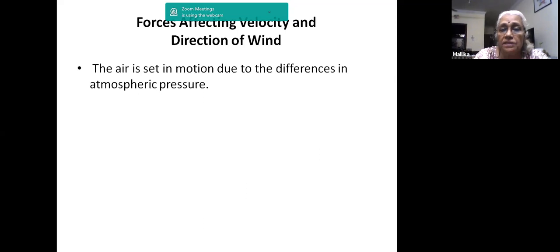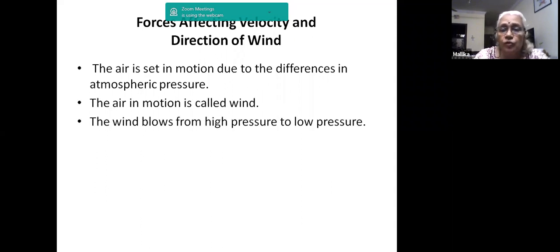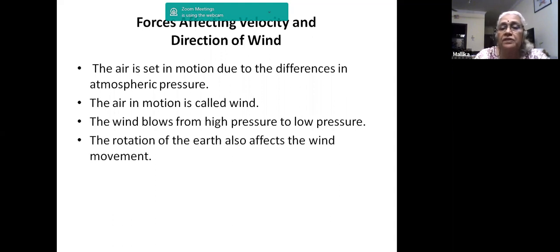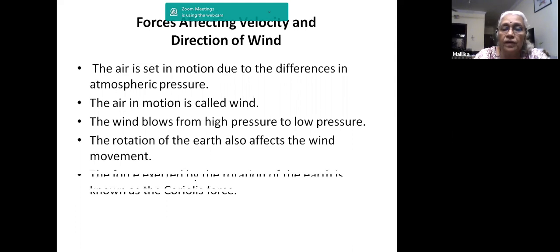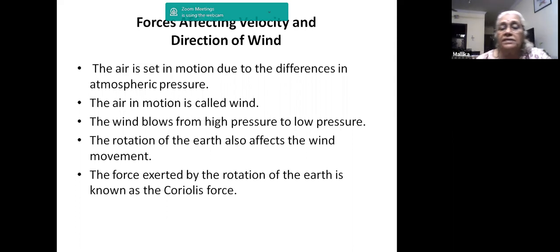First, we already understand the important forces that are affecting velocity and direction of wind. One is the difference in atmospheric pressure. Atmospheric pressure affects the velocity of the winds, not the direction. Air in motion is called wind. Wind blows from high pressure to low pressure. Now we also have the rotation of the earth that affects the wind direction, and that is called the Coriolis force. So the rotation of the earth creates the Coriolis force.